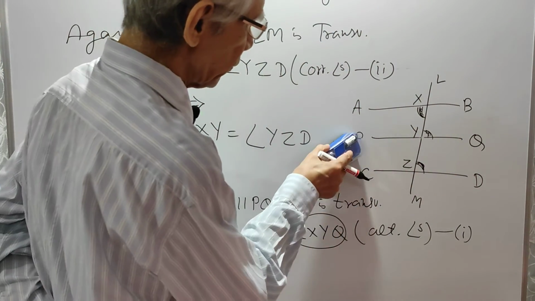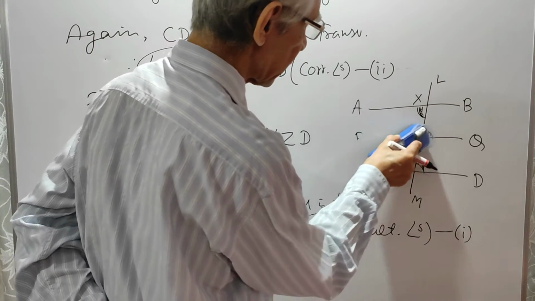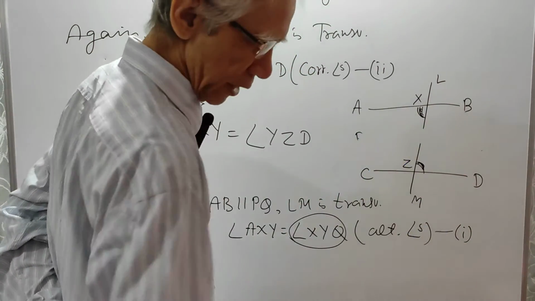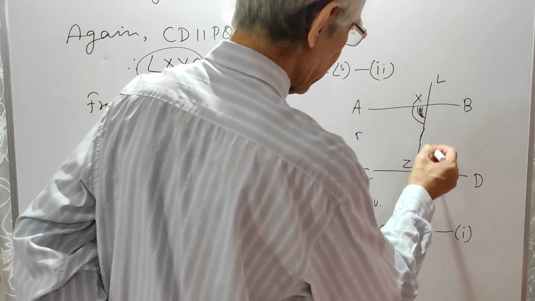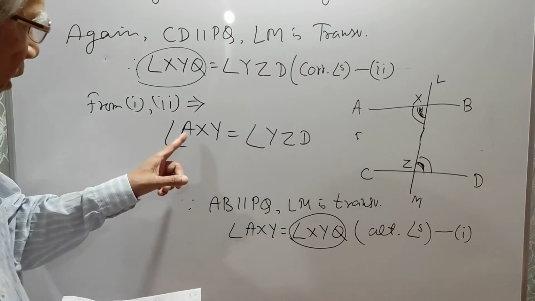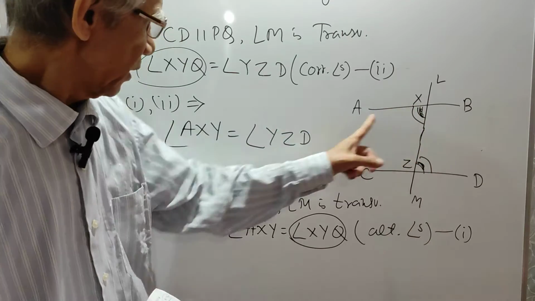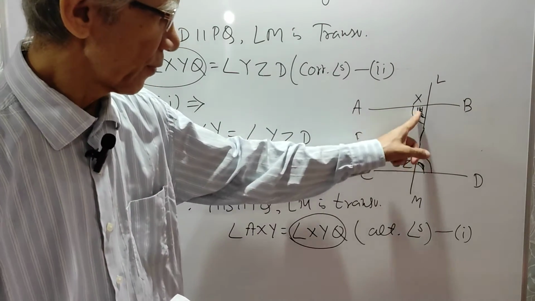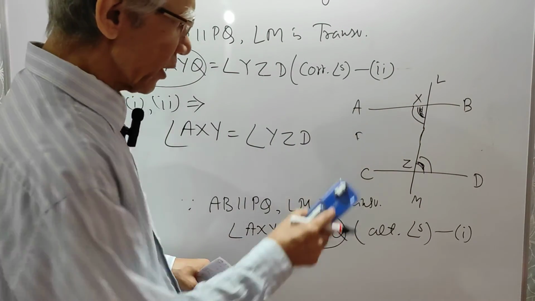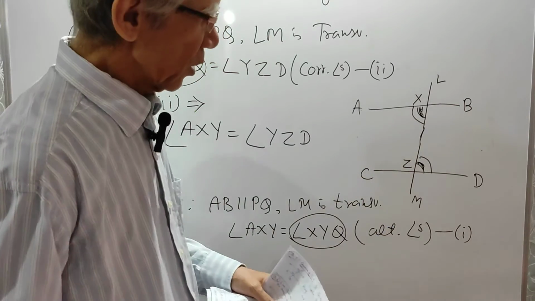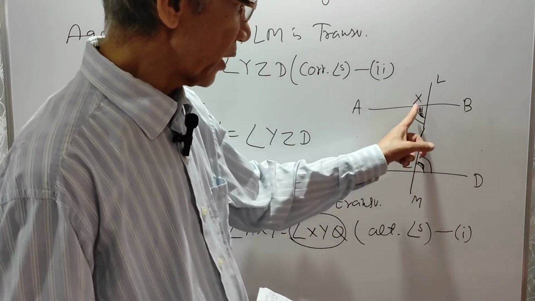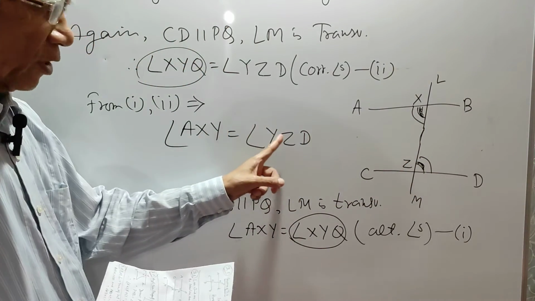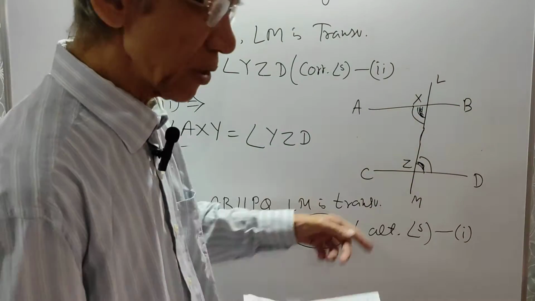So now you forget this part. Just forget this line. Try to concentrate on these two. What we have got is that these two angles are equal: AXY, this one, is equal to YZD, this angle. Now are they not alternate angles? These two are straight lines, this is a transversal, and we have proved alternate angles equal. Therefore, these two lines must be parallel.